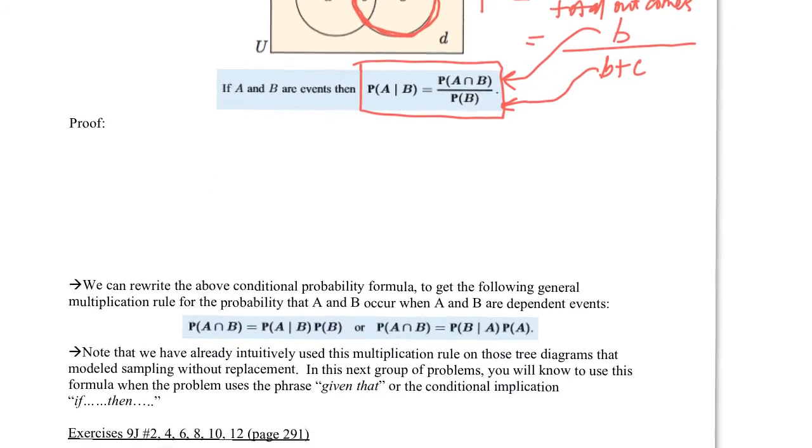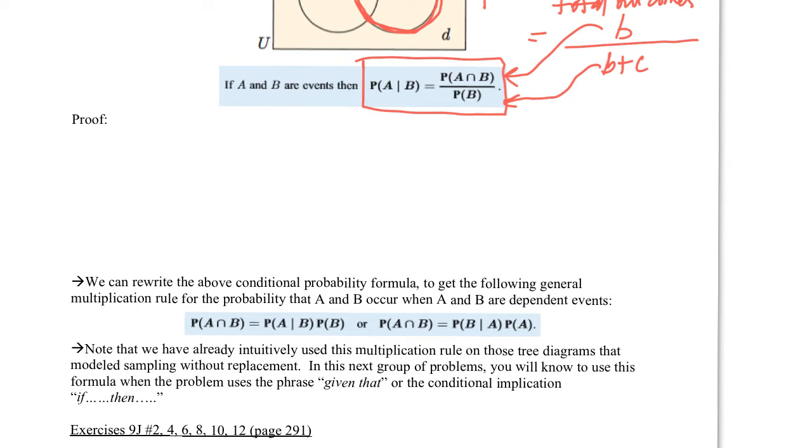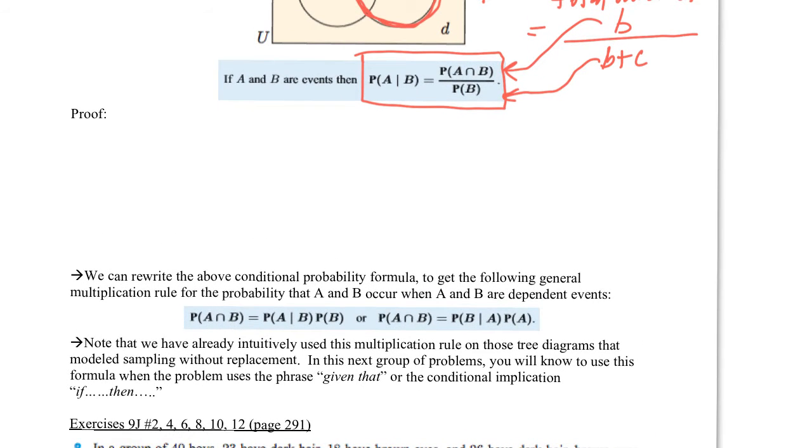Okay? So that conditional probability formula, if rewritten, turns into something called the multiplication rule for dependent events. Meaning if you look at this and you say, what would happen if I took this expression and multiplied both sides by the probability of B? Well, then I could figure out that the probability of A intersection B would equal this conditional probability of A given B multiplied by the probability of B. Or if I switch the letters around, the probability of A intersection B can be the probability of B given A times the probability of A.